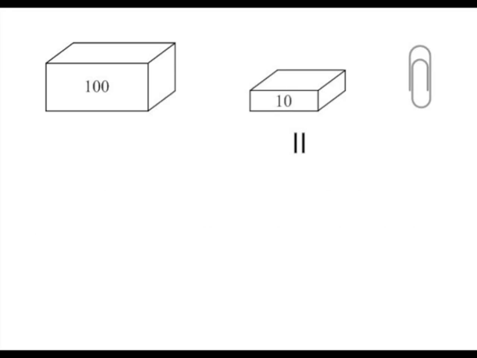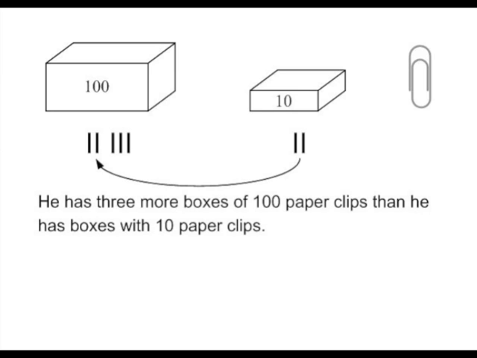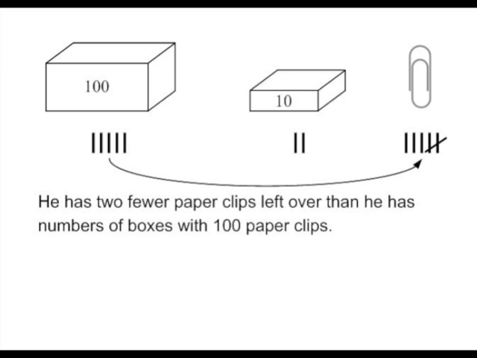Let's look at how children are expected to work this problem. The overall process is similar to what I've already described, but with some needless complications thrown in. This time, let's guess there are 2 boxes of 10 paper clips, so we'll put down 2 tally marks. Next, we copy the tally marks over to the box of 100 paper clips and then add 3 more tally marks. Finally, we copy the tally marks over to the loose paper clip and then cross off 2 of them.